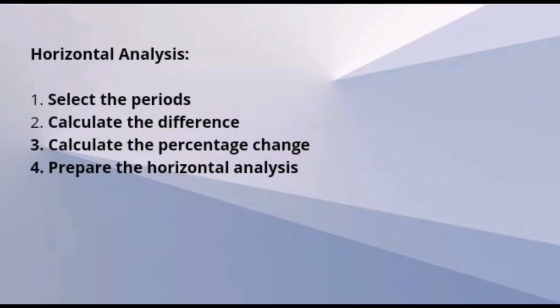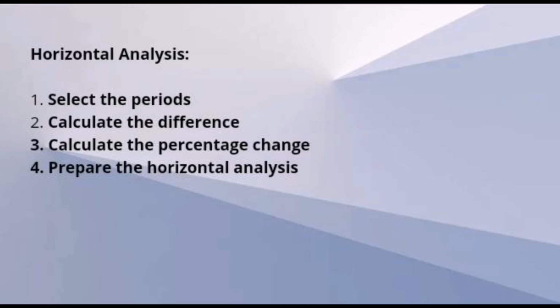Horizontal analysis. The first step is to select the periods. Choose the periods you want to compare, such as year over year or quarter over quarter. Gather the financial statements for each period. Second, calculate the difference. Subtract the value of each line item in the earlier period from the value of the same line item in the later period. This will give you the difference in value between the two periods.